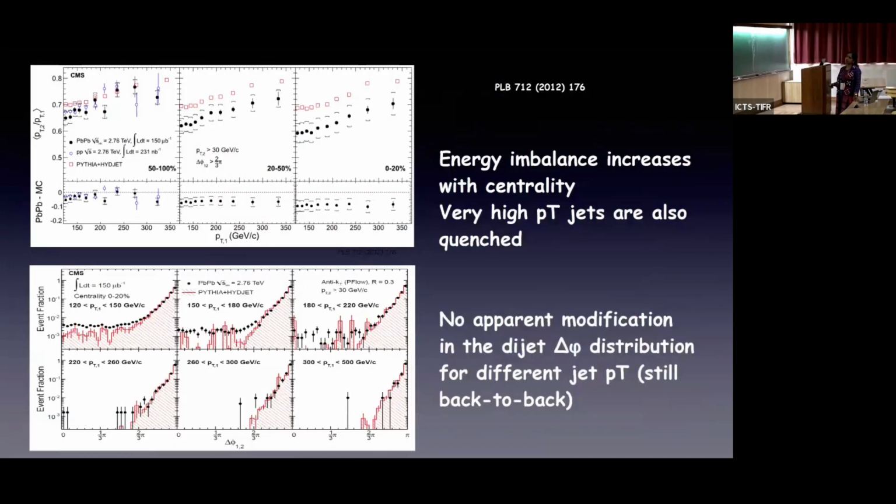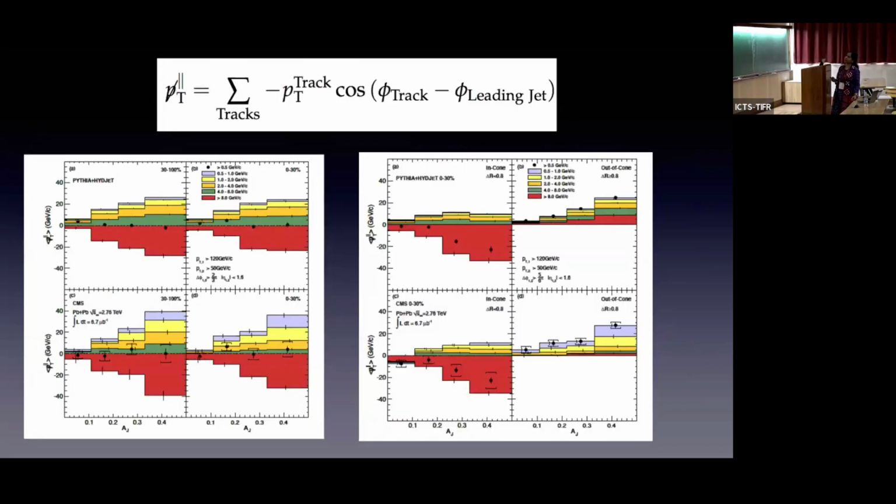Here CMS also reports a similar result, no apparent modification in the dijet delta phi distribution for different jet PT. Okay, all the jets are still back to back. The only difference you see is that the imbalance increases or shifts more towards the central collisions.